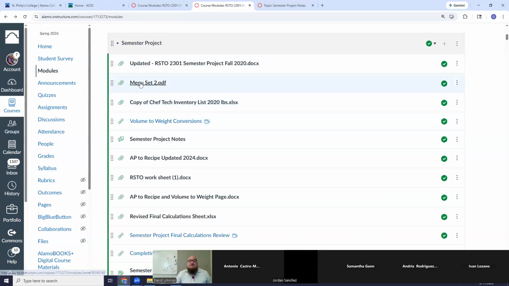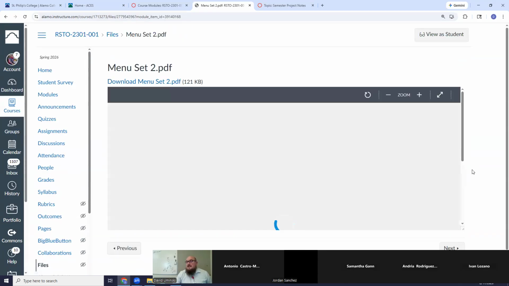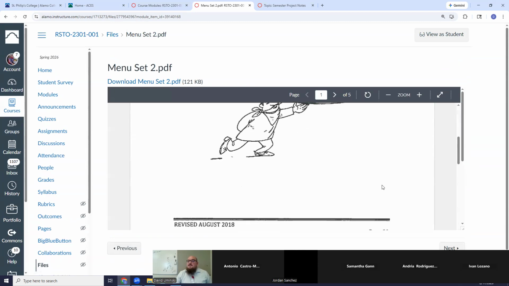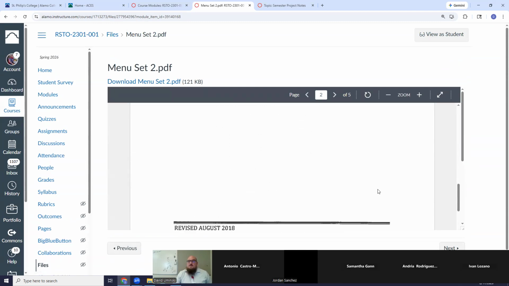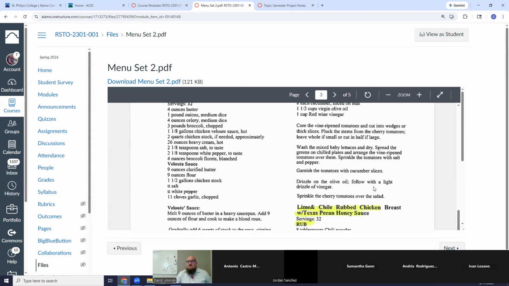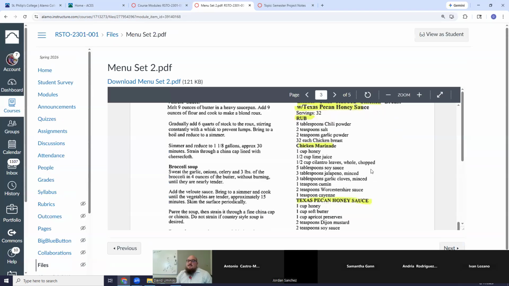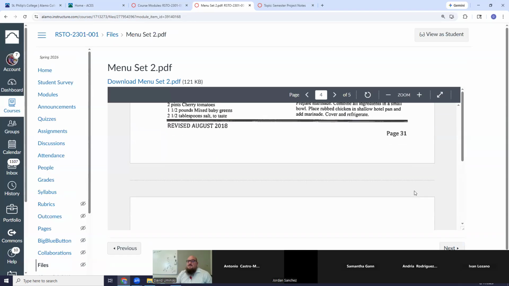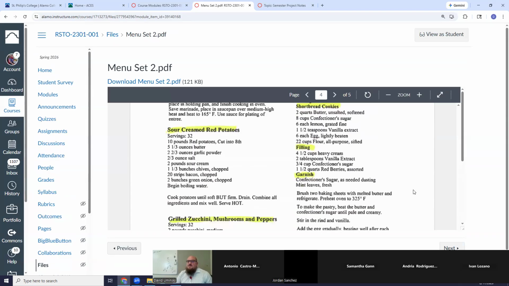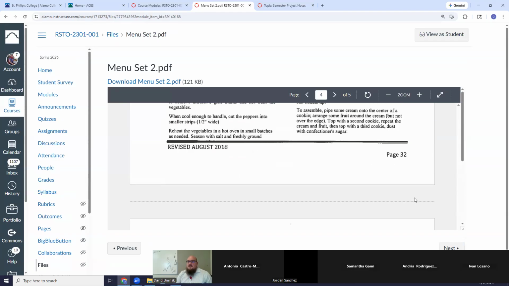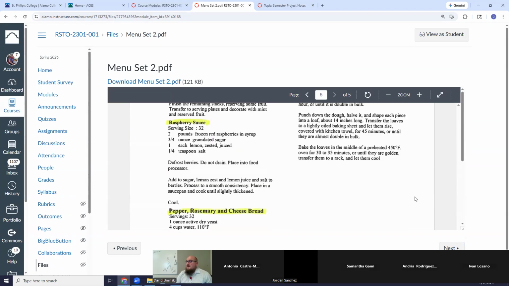Next in the semester project is going to be your menu set. Some of these recipes may look a little familiar. We borrowed from past menus to put together the new menus for this building. But essentially, you're going to have 10, I think, or 12 different recipes to complete for this assignment.